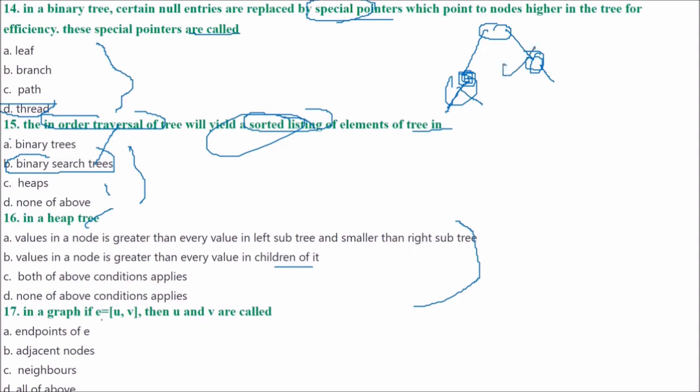Next, in a graph E = (U, V), what are U and V? The answer is endpoints of E. This is correct. Adjacent nodes, this is also correct. Neighbors, this is also correct. So all of the above. The answer is D, all of the above.